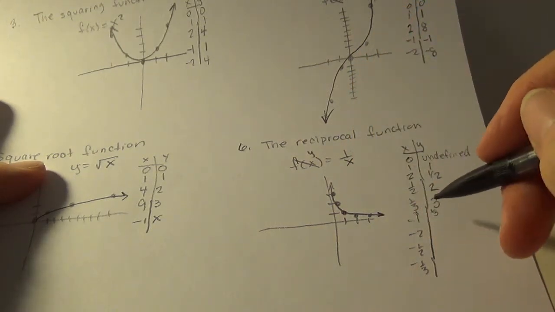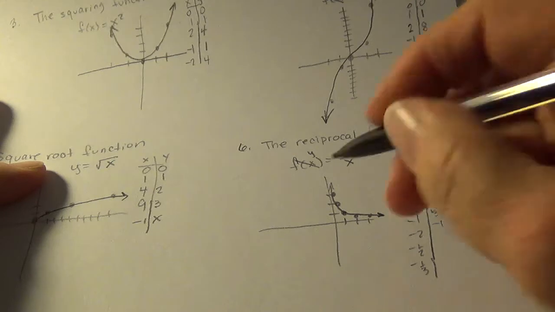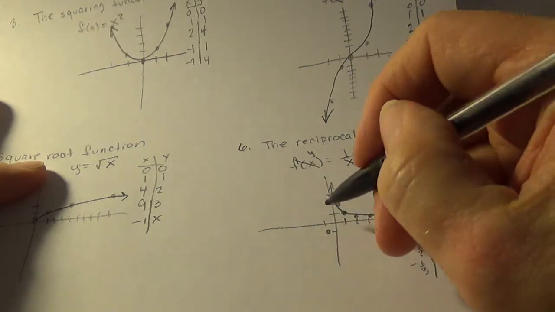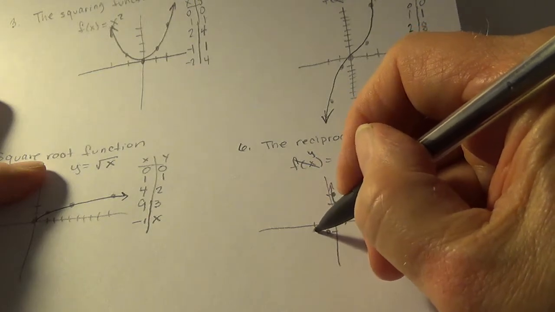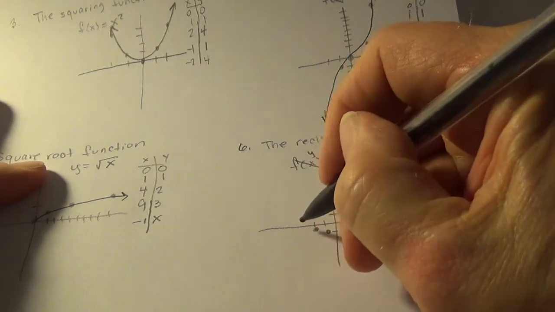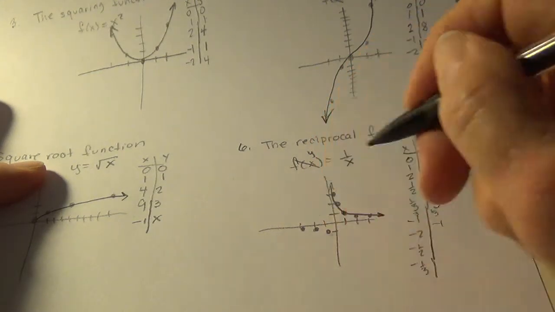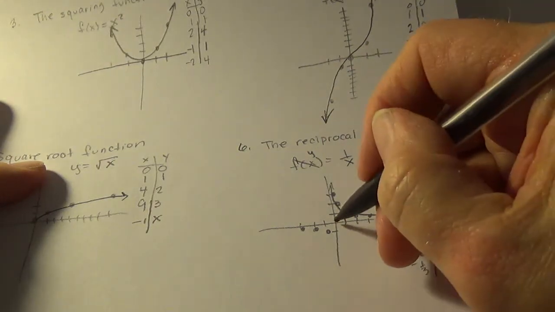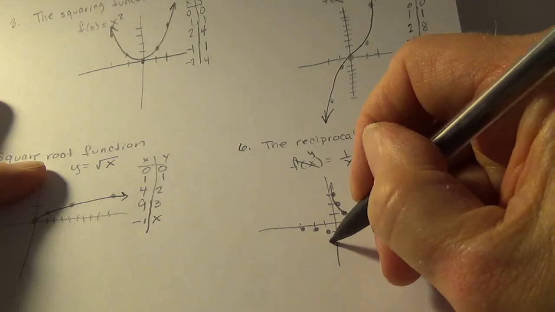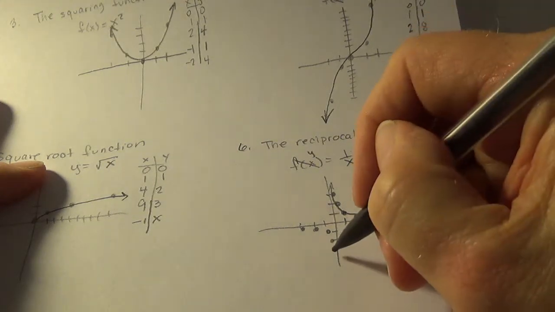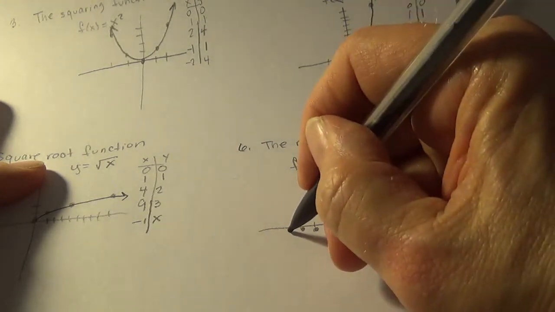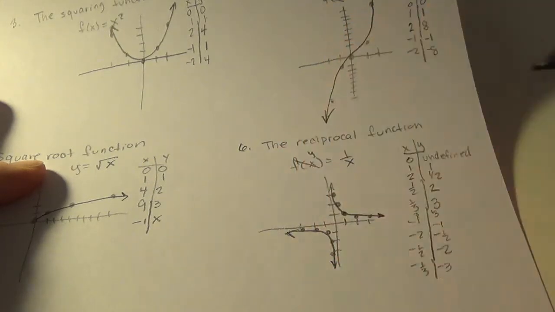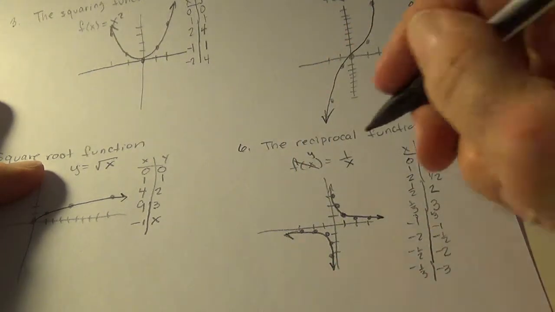And we have negative 1, negative 1. Negative 2 is negative 1/2. Negative 3 would be negative 1/3. Negative 1/2 is negative 2. And negative 1/3 is negative 3. So we have the mirror image over here. All right, that's a reciprocal function.